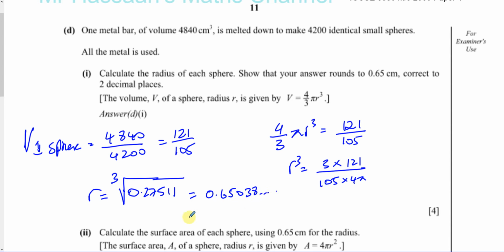And we can see that this is going to round to 2 decimal places, as we were asked to show, to 0.65 centimeters. Now, one important point here, when they say show that your answer rounds to something, you have to show your answer to more than that particular accuracy and show how it rounds to that. So don't just go straight from here and write down the answer from your calculator. Write it down to a higher degree of accuracy to show that it will round to what they require.